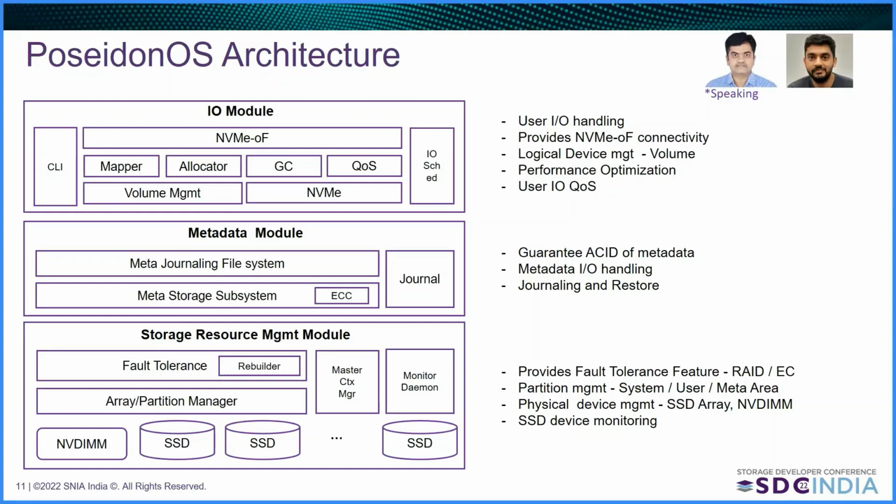There is a metadata module. It contains the meta journaling file system, meta storage subsystem, and journaling. So in case of sudden power offs or normal power off and on of the system, the journaling and the metadata module enables recovering the array which is created when the system was brought up. There is an IO module, and IO module consists of mapper, allocator, volume manager, garbage collection, quality of service providing, NVMe-oF interfaces, IO scheduler, and CLI interface.